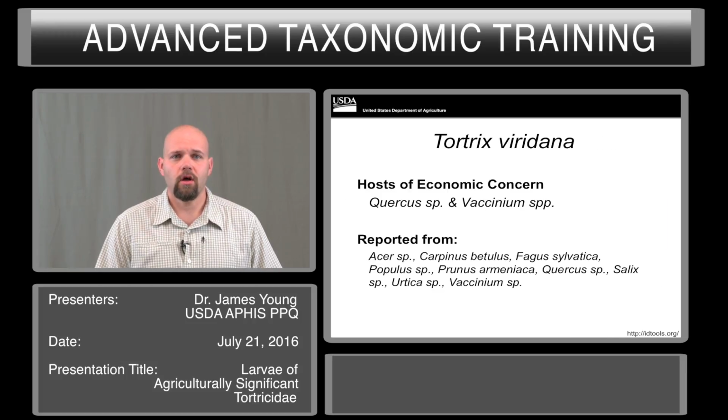Tortrix viridana is another pest of concern, primarily to Quercus and Vaccinium. This pest is slightly different than the others I've mentioned. It is a pest actually of the leaves itself. It is reported from a wide range of trees that occur here in North America.